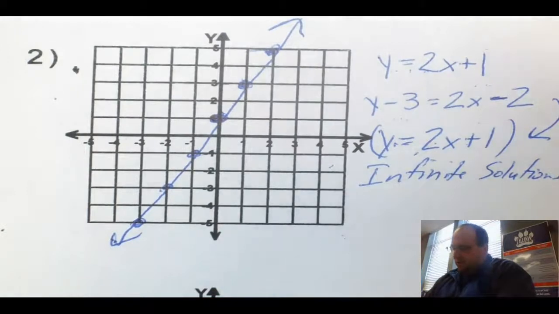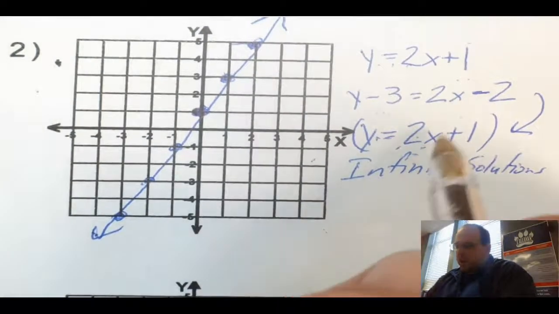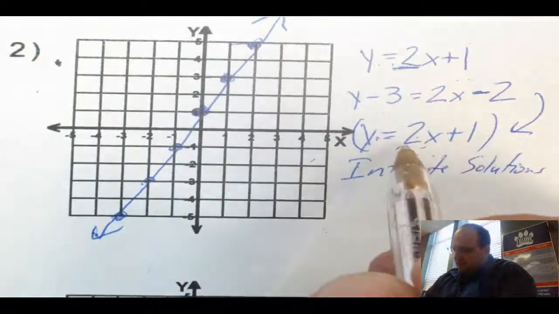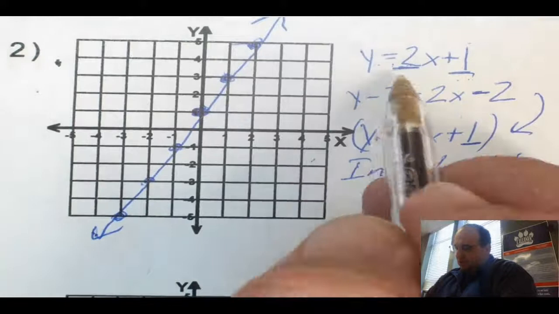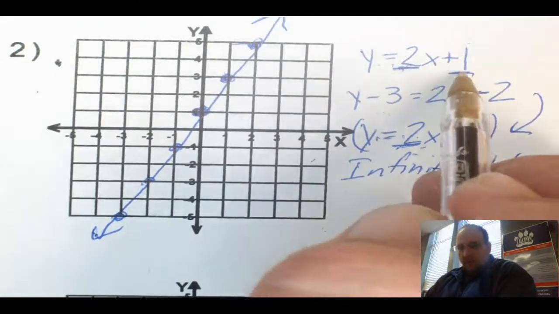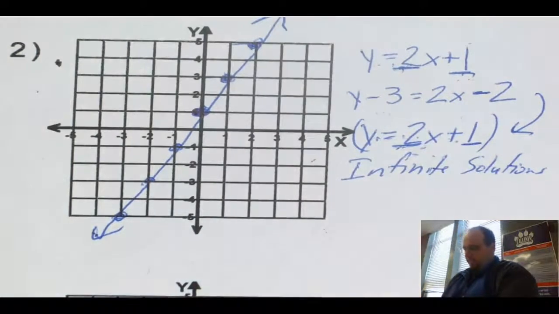Or infinite solutions, sorry. Okay? Because if I look at the equations, this has the same slope and the same y-intercept. So when the slope and the y-intercept are exactly the same, we're going to end up with an infinite solution. Okay? Let's look at another one.